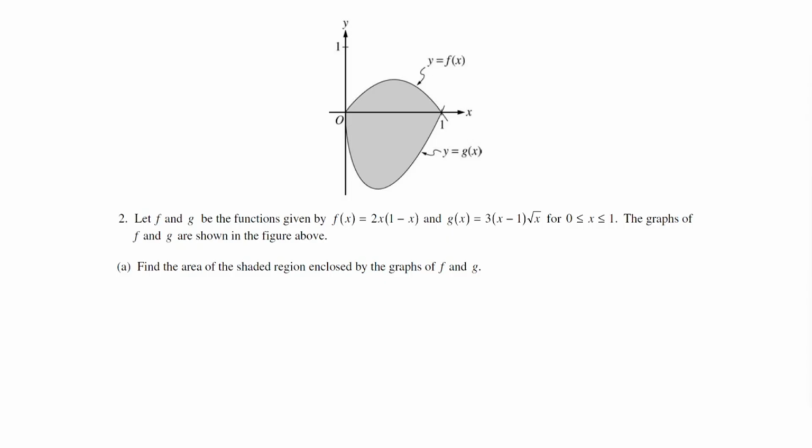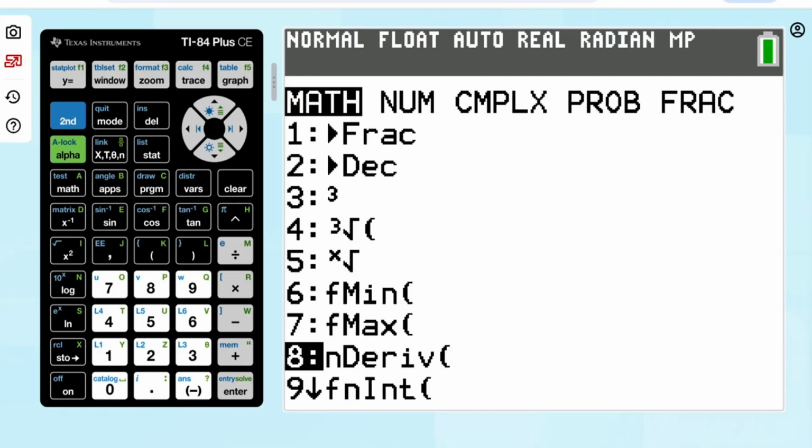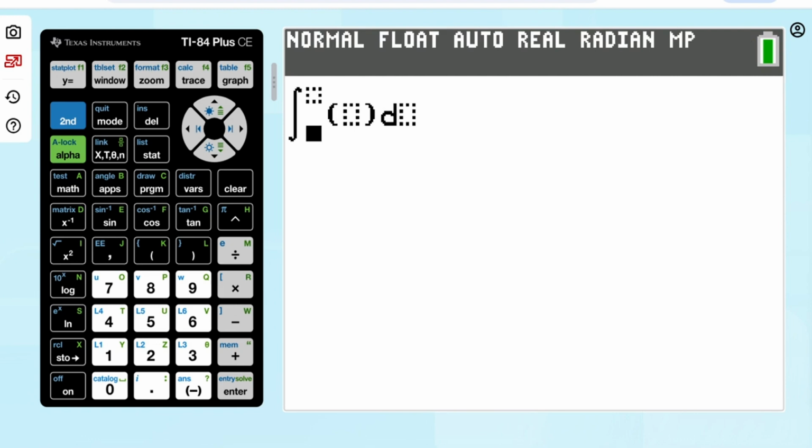So we can see that they intersect at 0 and 1. So all we need to do to find the area is just integrate from 0 to 1 the upper function minus the lower function, which is just f of x minus g of x. And since this is a calculator question, we can just use our calculator to do this. So we will. We'll just hit math and go down to option number 9, FNINT.